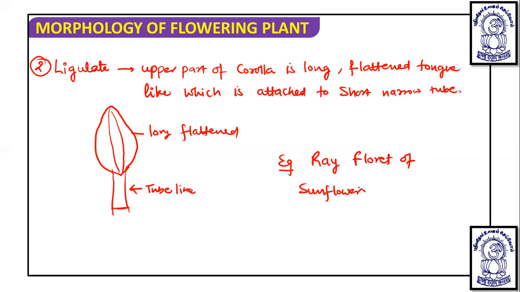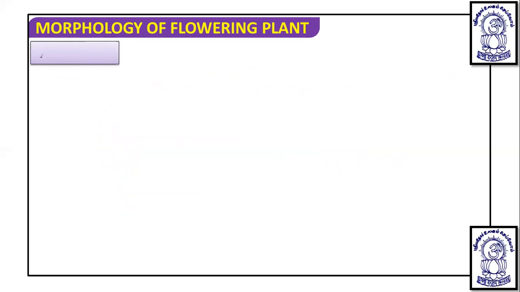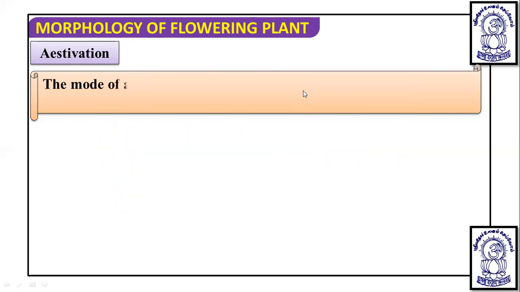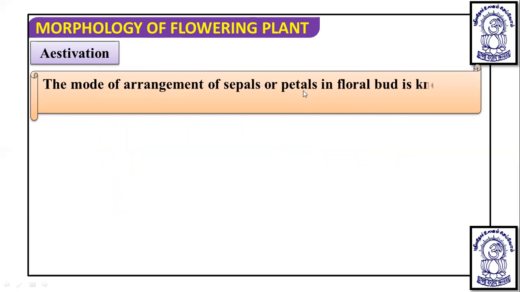Now, this is all about the different forms of corolla. Now we are going to talk about the estivation in the calyx and corolla. Now, when we talk about this estivation, the mode of arrangement of sepals or petals in a floral bud is known as estivation.